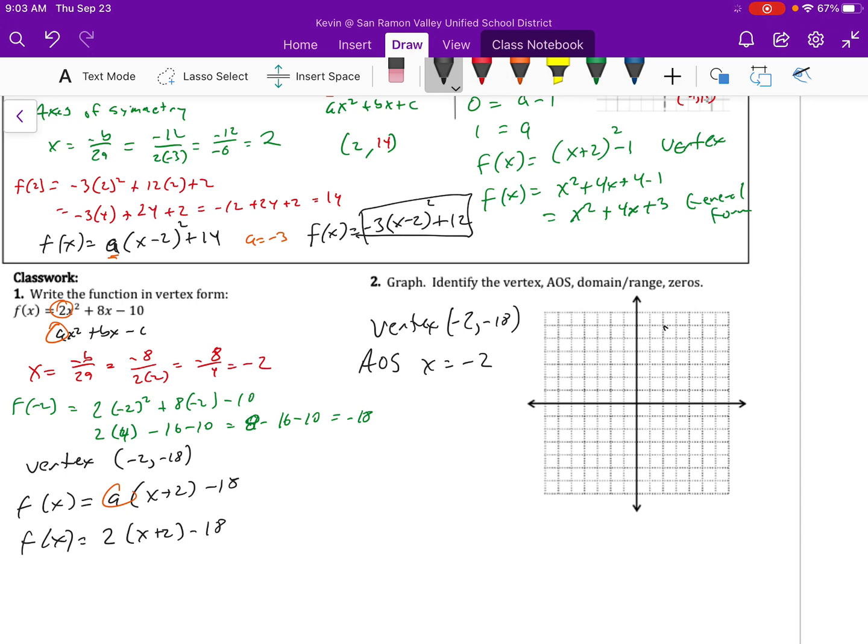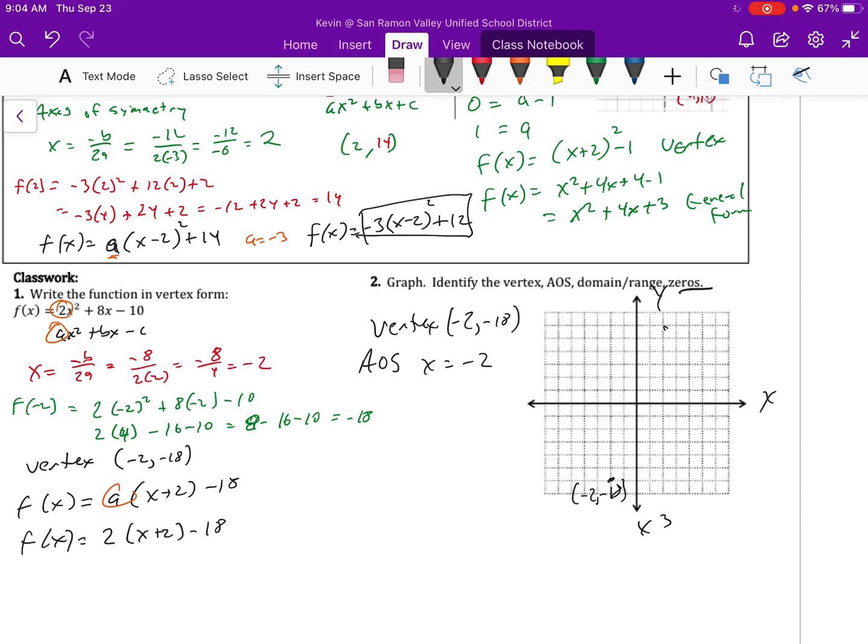That's our x value of our vertex. The domain and range, let's graph this really quickly. So this is our x, this is our y. But we're going to change our scale here. So this is going to be negative 2, and then we're going to go by 3. So 3, 6, 9, 12, 15, negative 18. So this is our vertex, negative 2, negative 18.